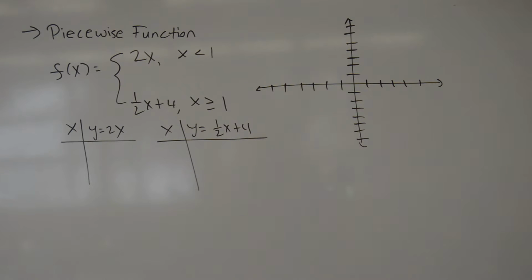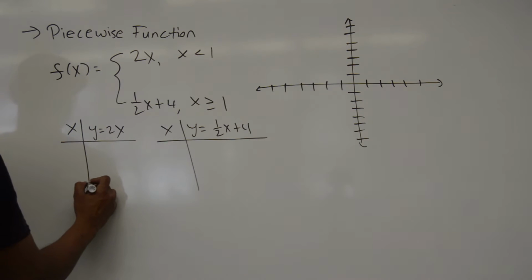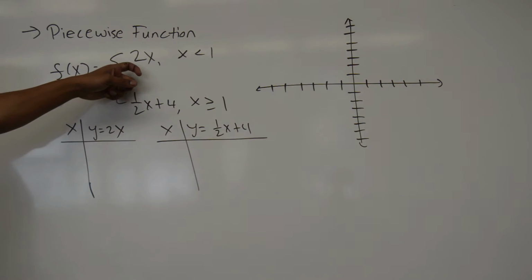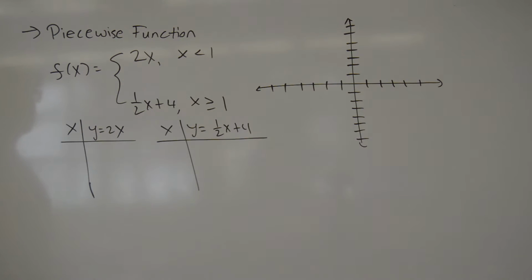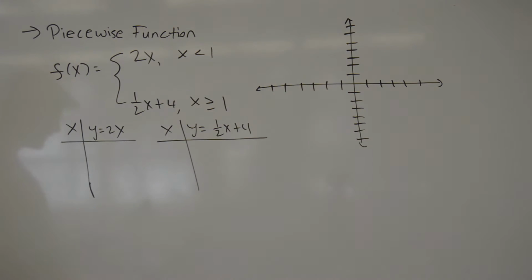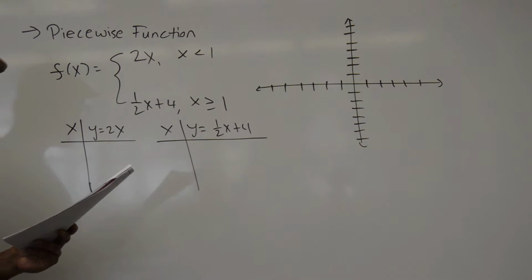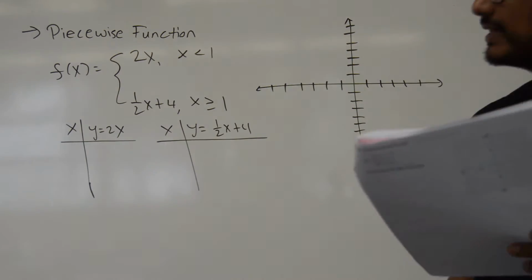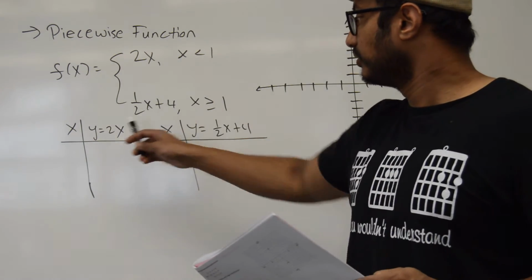All right, so let's take a look at our next example and graph this piecewise function. So this function is split up into two parts. F of x equals 2x if x is less than 1, and f of x is equal to 1 half x plus 4 if x is greater than or equal to 1. So the first part, it says, to graph a piecewise function, make a table for each of the domains. So I made two different tables.